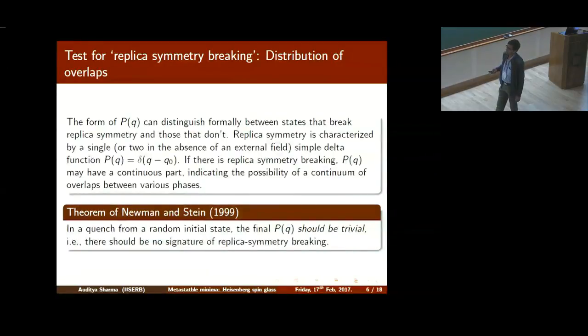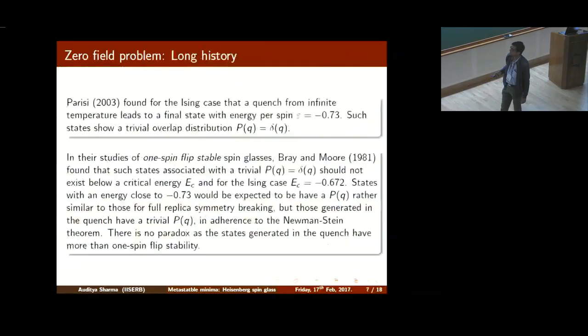So they say that if you start from some random initial state, meaning some infinite temperature state, and then quench down to a low temperature metastable state, like in the type of algorithm that we've used, the final P of Q must necessarily be trivial. So there will be no sign of replica symmetry breaking. So we studied this, a similar thing, but with vector spin glasses.